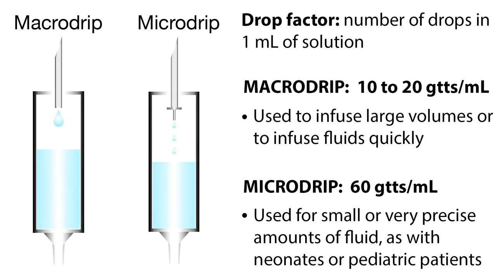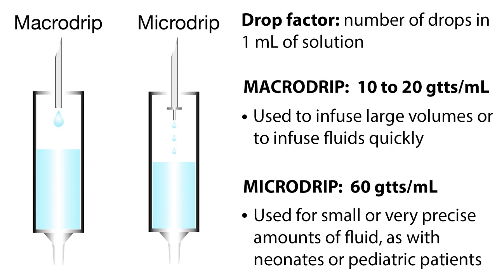When calculating the flow rate, determine which IV tubing you will be using, micro drip or macro drip, so that you can use the proper drop factor in your calculations. The drop factor is the number of drops in 1 milliliter of solution and is printed on the IV tubing package. Macro drip and micro drip refers to the diameter of the needle where the drop enters the drip chamber.